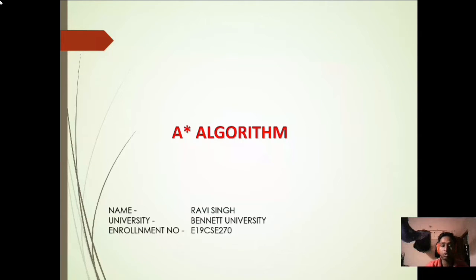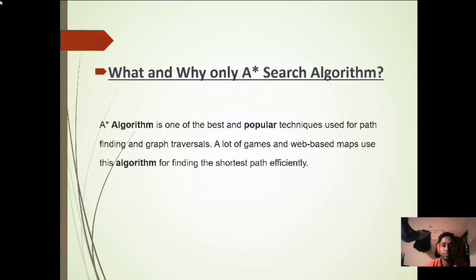Today, in this video, we will learn about the A-star algorithm. So, what is the A-star algorithm, and why only A-star, why not another algorithm? Basically, the A-star algorithm is used to find the shortest distance between any two nodes or any two points. It is used by the gaming industry, and even Google uses this algorithm for finding the shortest distance between any two nodes or two points, like in Google Maps.